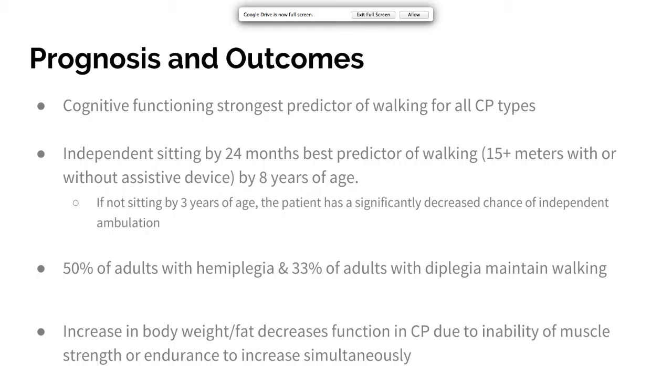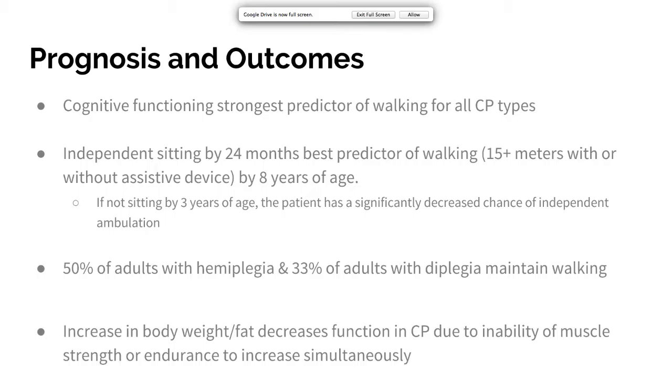Another predictor of walking that can be determined when the child is relatively young is independent sitting. If a 2-year-old child with cerebral palsy can sit independently, they have an increased chance of walking by the time they turn 8 years old. If they are not sitting by 3 years old, they have a decreased chance of walking by the time they are 8 years old. When looking at adults with cerebral palsy, half of those with hemiplegia and 33% of those with diplegia maintain walking throughout their life.